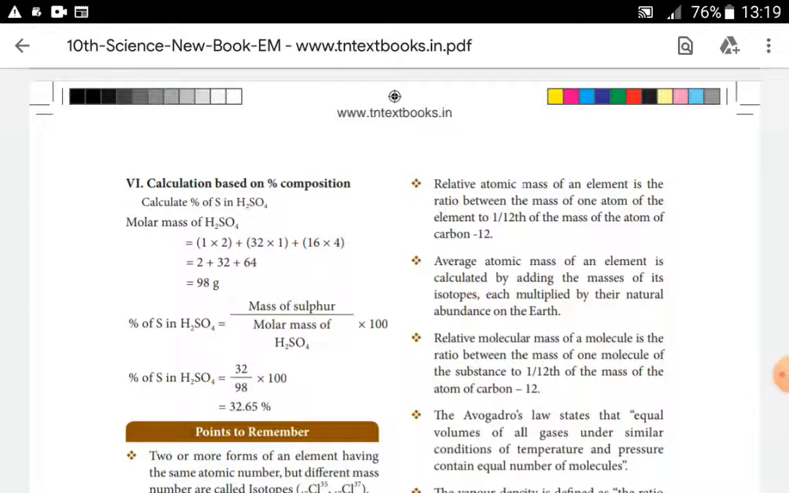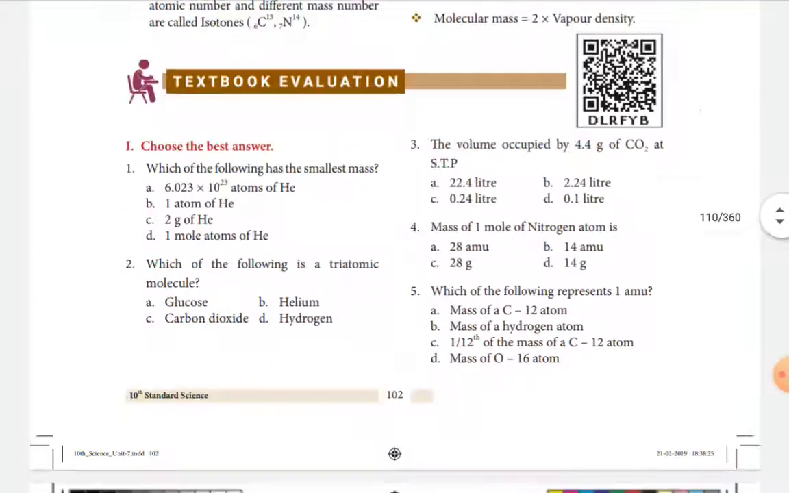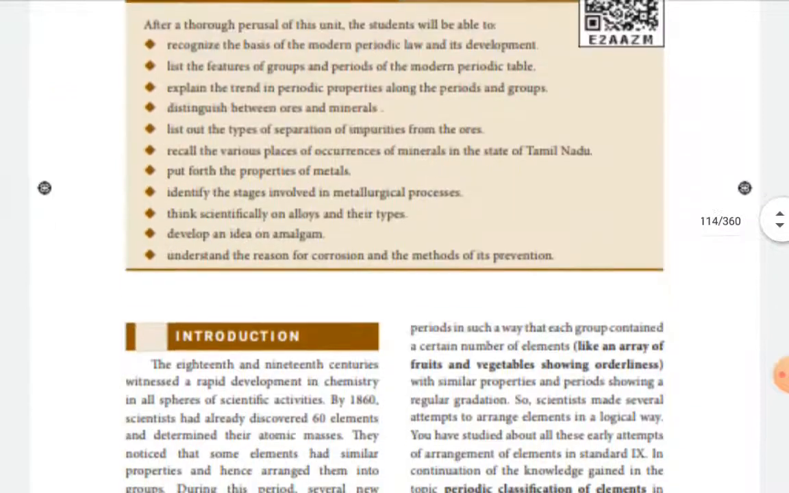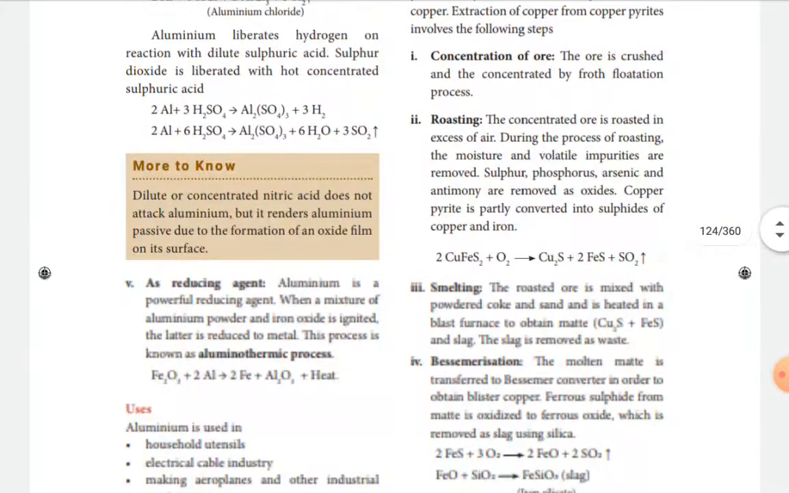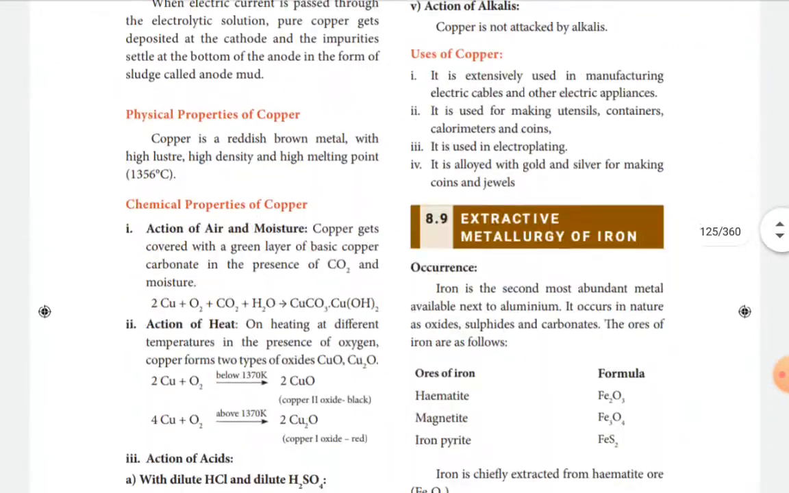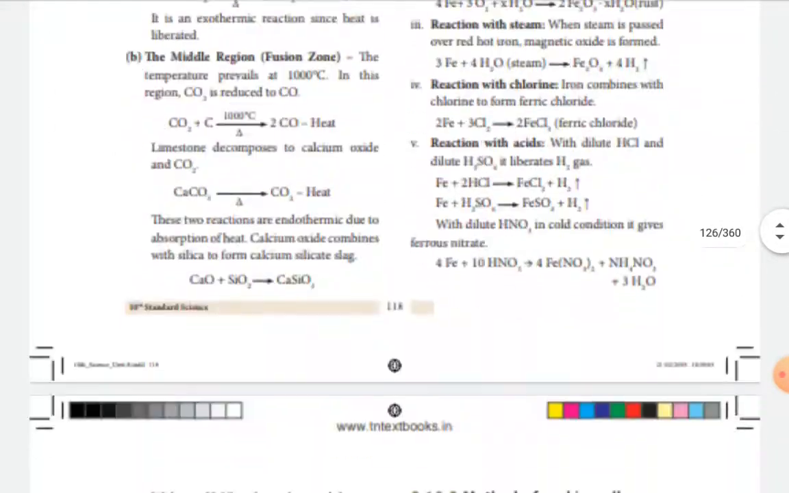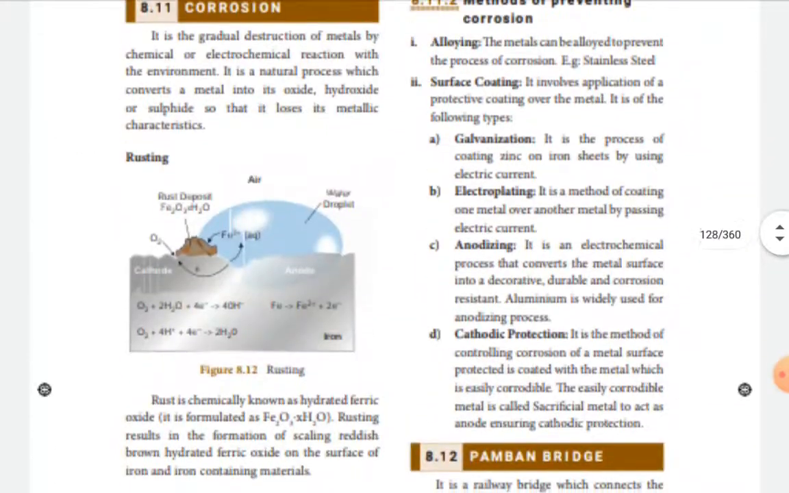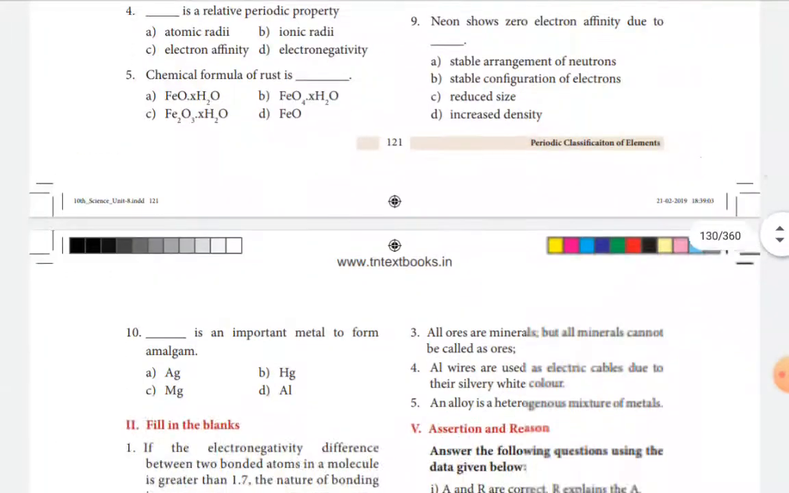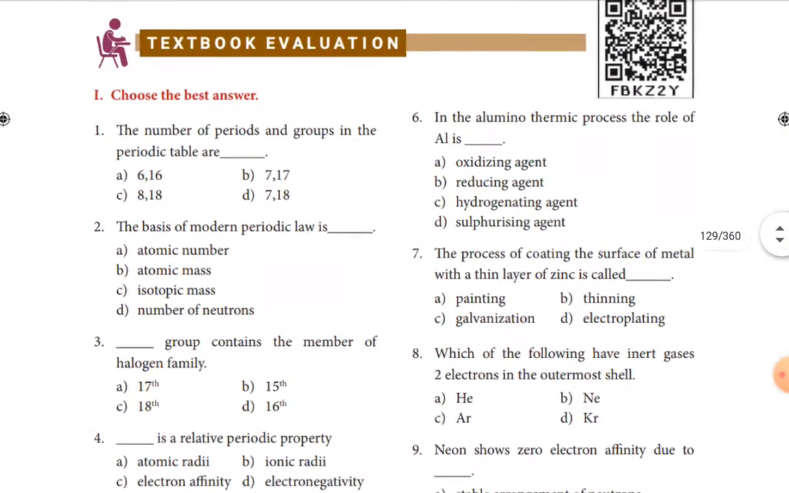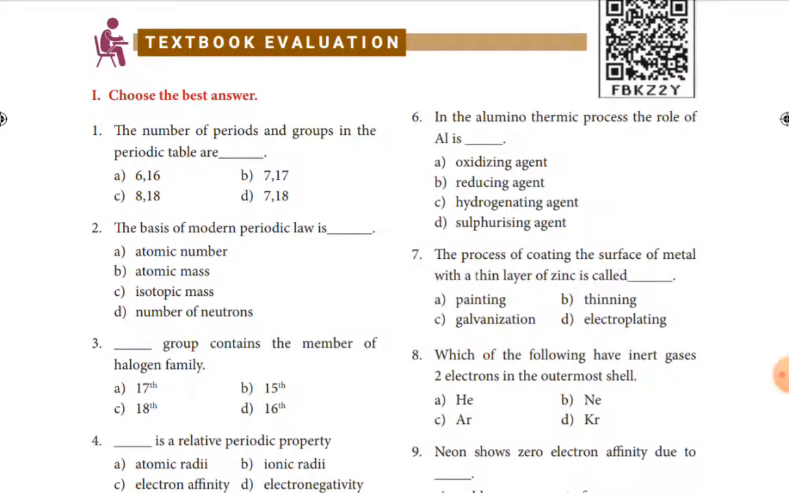So unit 8, periodic classification of elements. This periodic classification of elements, we are going to revise now, the textbook evaluation. In your book, page number 121, choose the best answers are given. And first question, the number of periods and groups in the periodic table.